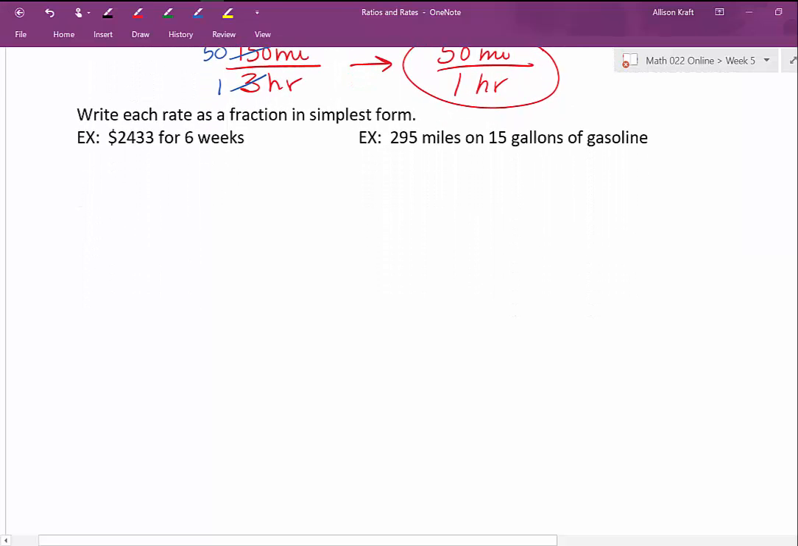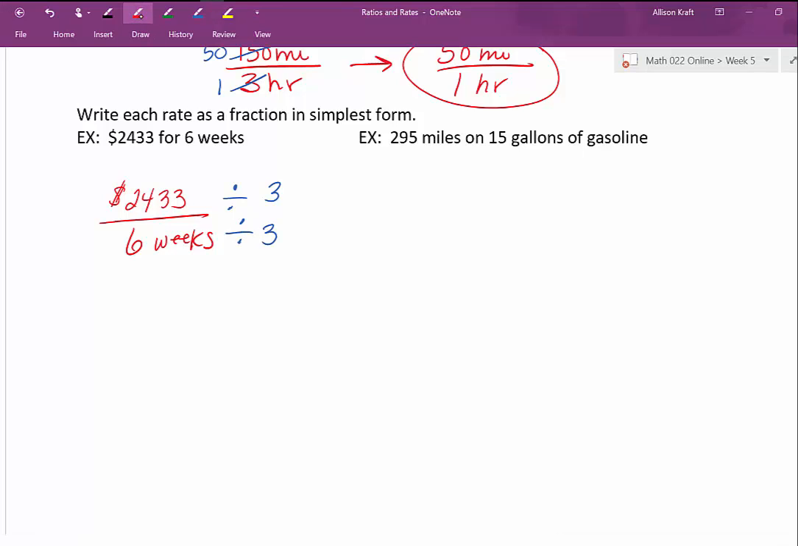Let's write each rate as a fraction in simplest form. In the numerator, we have $2,433. In the denominator, we have 6 weeks. We want to simplify the fraction. Numerator and denominator are both divisible by 3. This gives us a rate of $811 every 2 weeks.